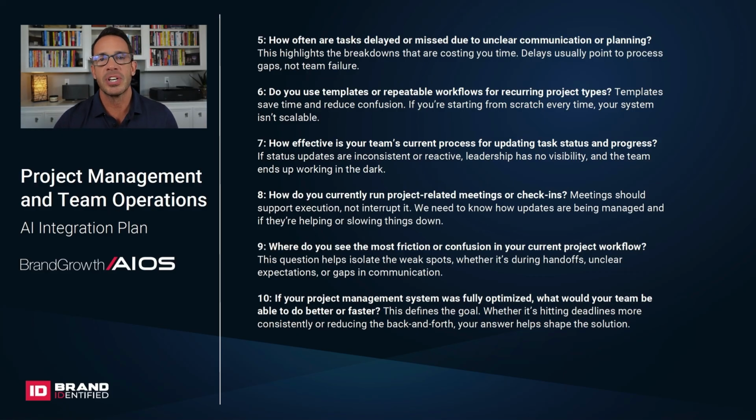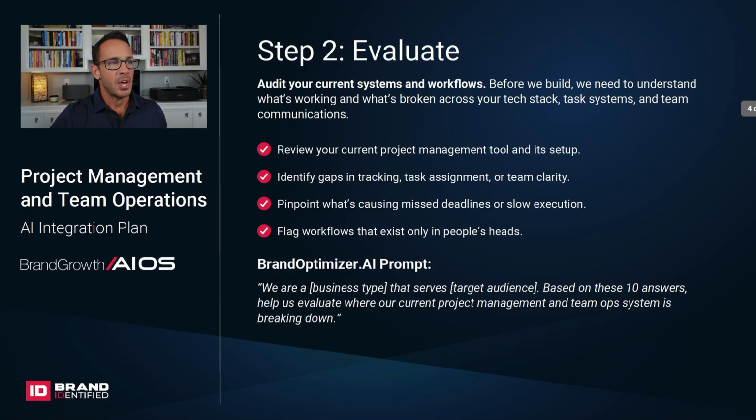And then finally, question number 10 is, if your project management system was fully optimized, what will your team be able to do better or faster? This defines the goal. Whether it's hitting deadlines more consistently or reducing time back and forth, your answer helps shape that solution.